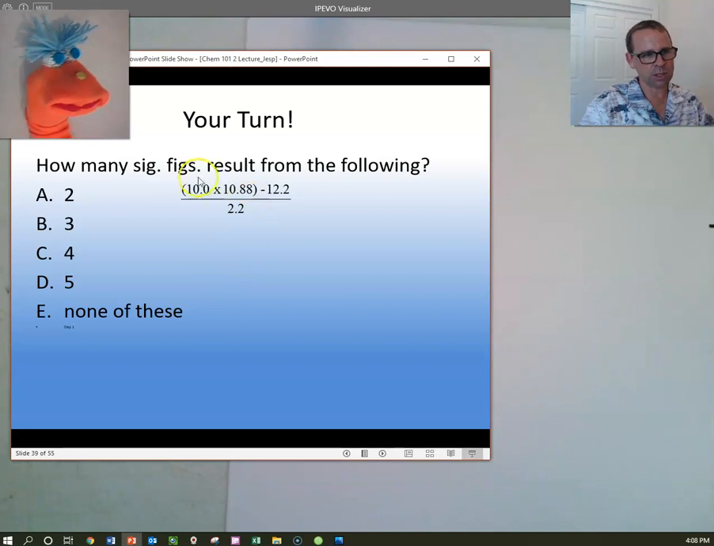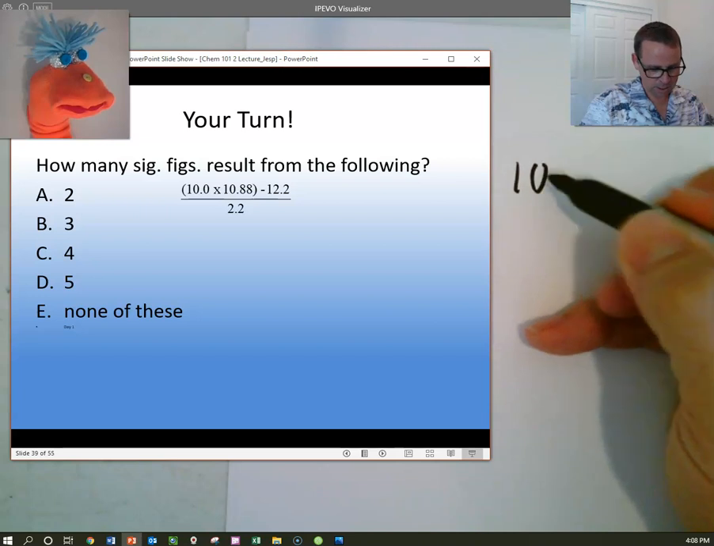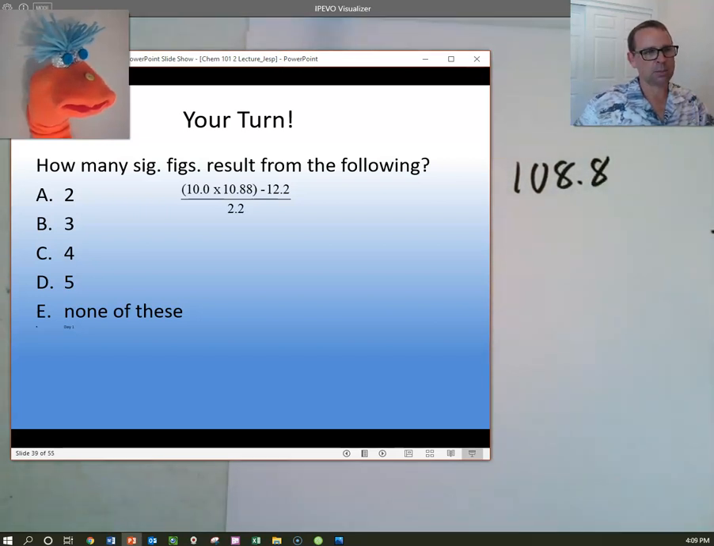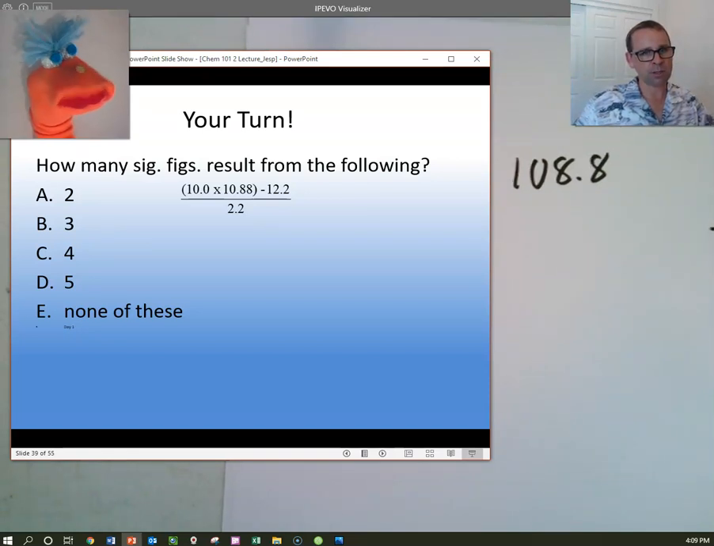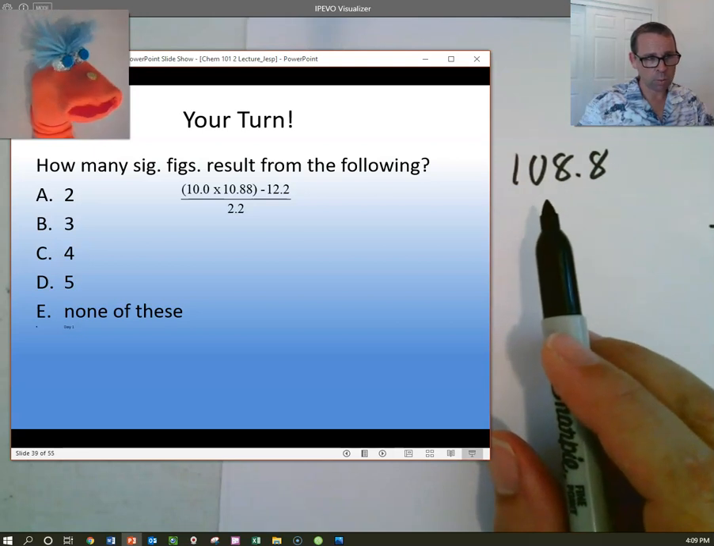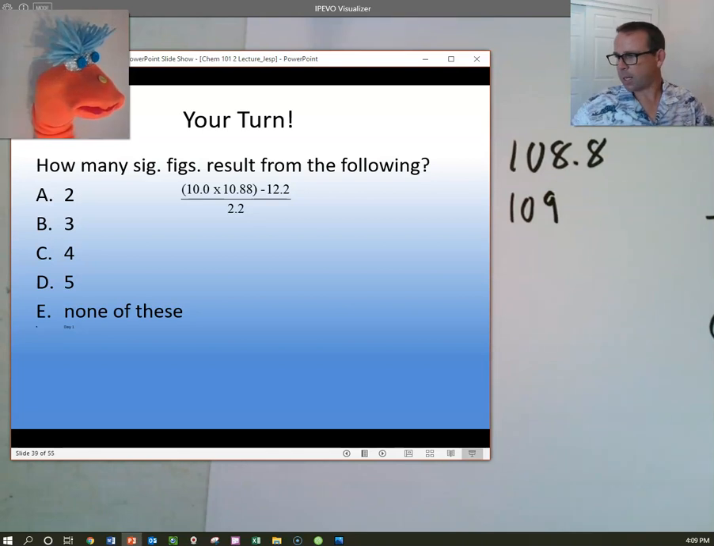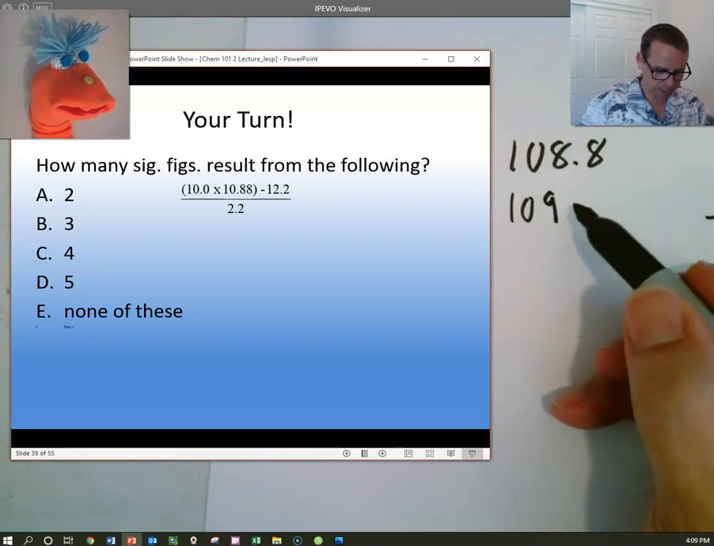If I just do those two things right there, my answer is going to be what? 10 times 10.88, that's 108.8. But how many significant digits should I have? Well, the 10 only has 3, and the 10.88 has 4. So if I have 3 and 4, my answer has to have how many? 3, because this is multiplication. Okay, very good. So my answer has to have 3, so I'm going to round that to what? 109.